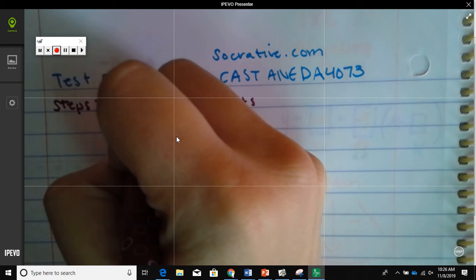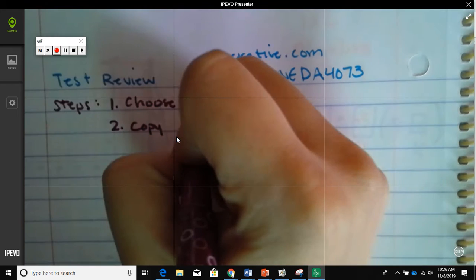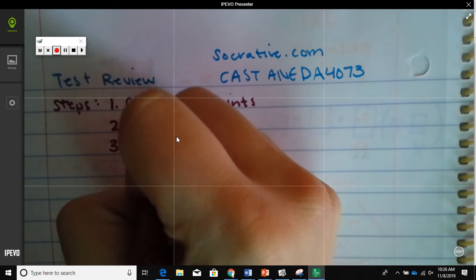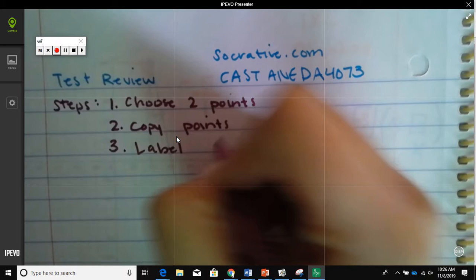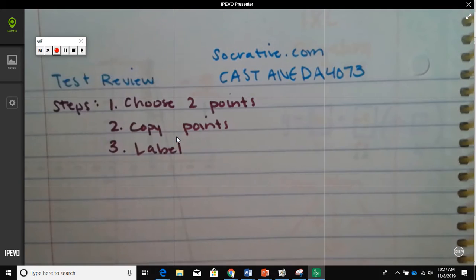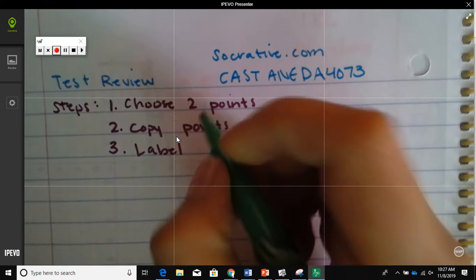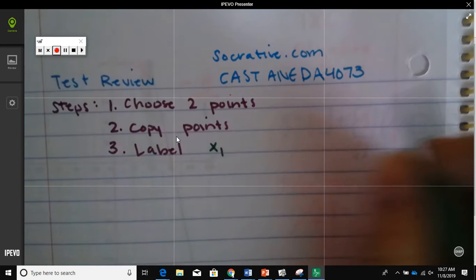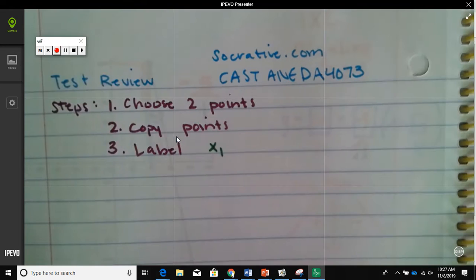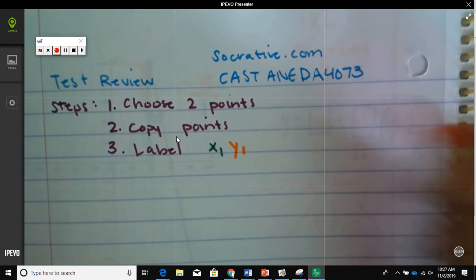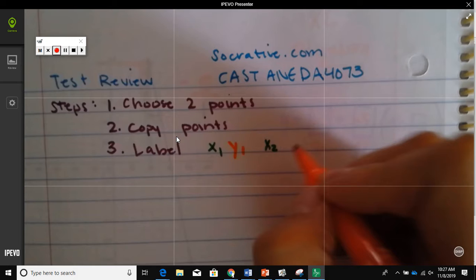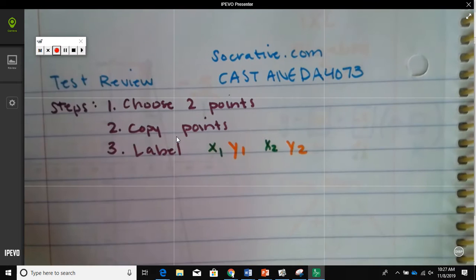Then you copy the points. And then, what do you label? Diodone, do you know what to label? What goes first? X1, Y1, exactly.